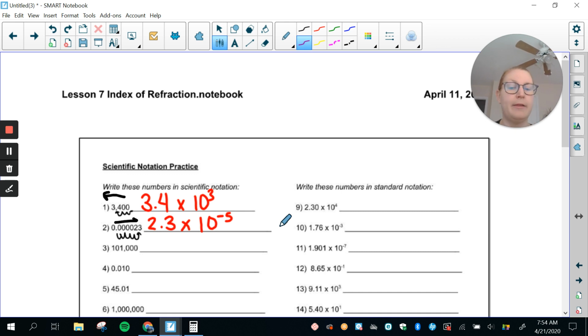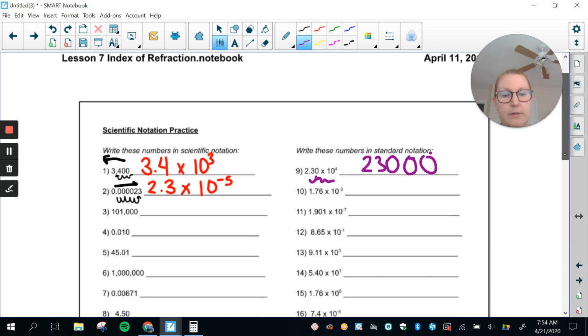You can use your calculator for this, but it's pretty simple just to think about how many spaces I would move the decimal place. So I would end up with 230, right? 1, 2, and then 2 more zeros there, like this. If I wanted to double check that, I totally could, by going into my calculator and typing that in. So I'm going to leave this with you guys to do some practice with.